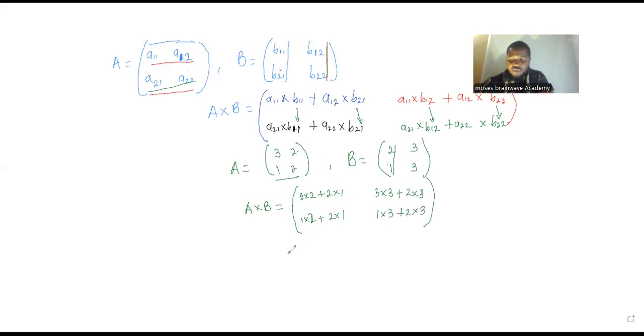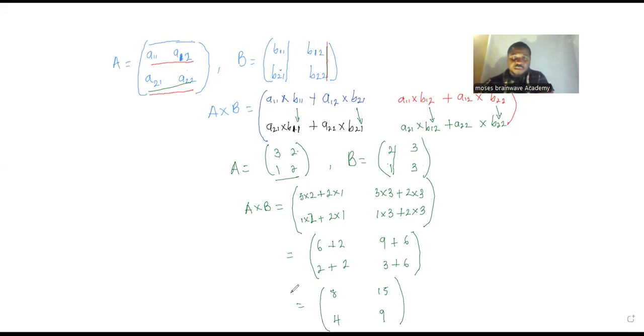So clearly, we're going to have 6 plus 2. Here we're going to have 9 plus 6. Here we're going to have 2 plus 2. And here we're going to have 3 plus 6. So our final answer is going to be 8, 15. Then we're going to have 4. And then lastly, we're going to get 9.